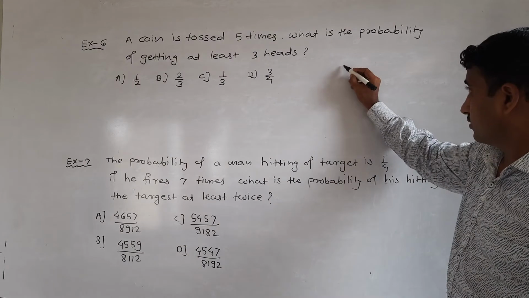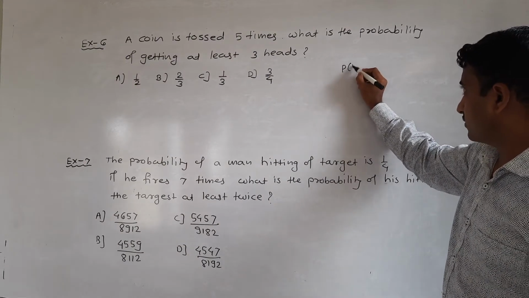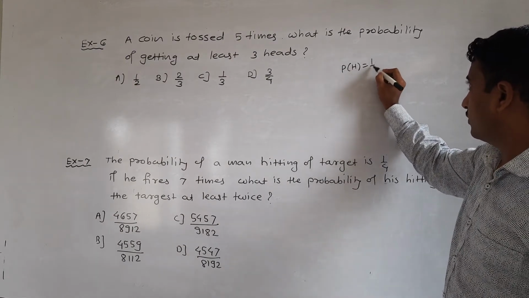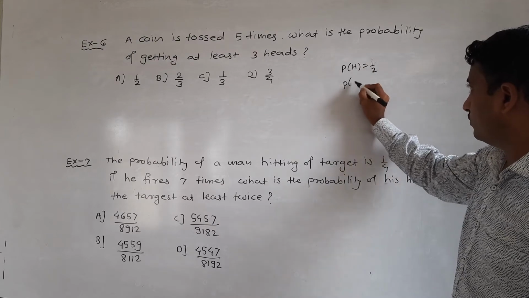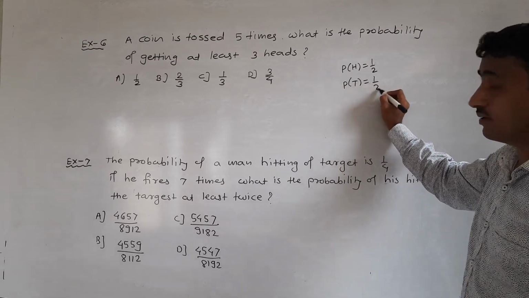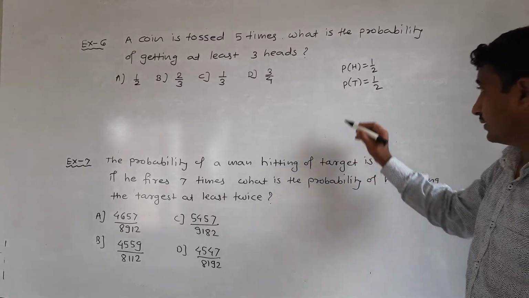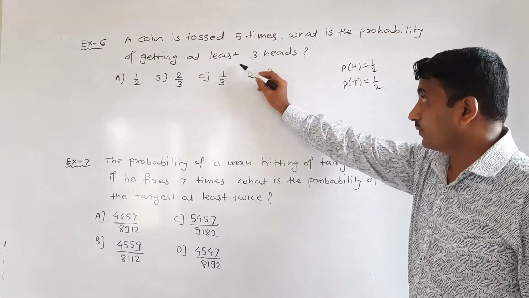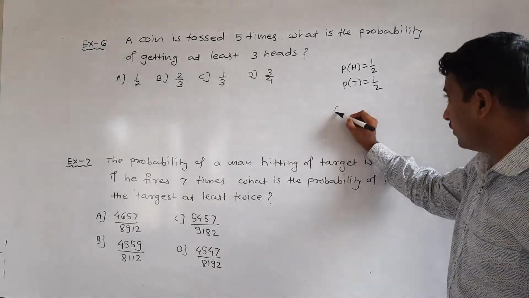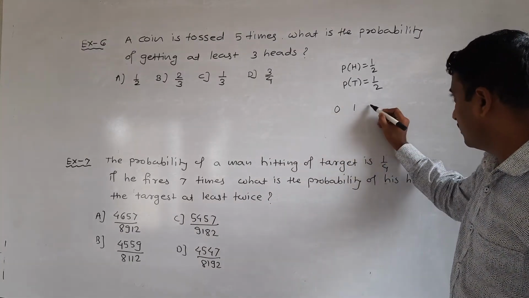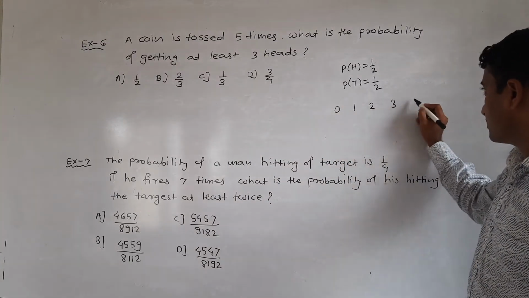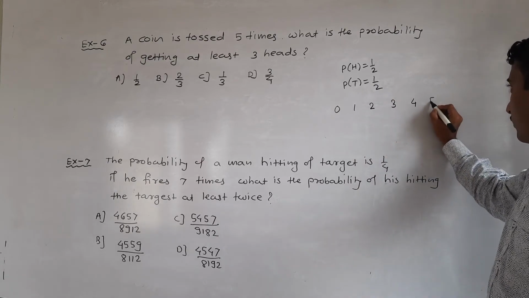That is, probability of head occurs is 1 by 2. Also probability of tail is equal to 1 by 2. Both are same, 1 by 2, 1 by 2. Therefore it is equality. Therefore probability of at least 3 heads सांगितलं. 0 head, 1 head, 2 heads, 3 heads, 4 heads and 5 heads.